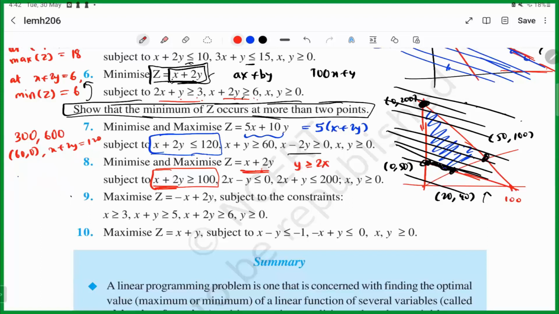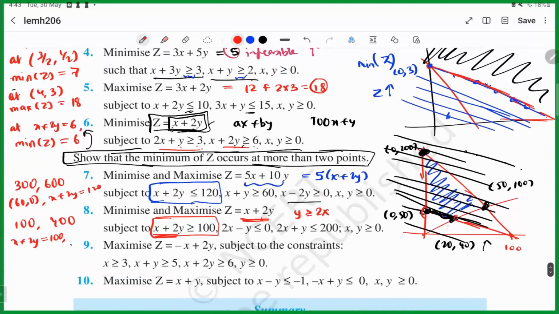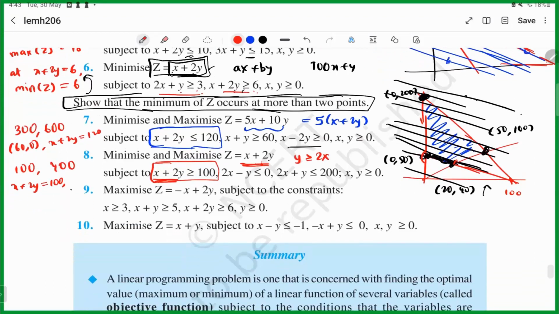So once again, I'll write down the answer. Minimum is 100, 400 is maximum. The minimum occurs at x plus 2y equal to 100, all points, or not all points, by the way. Whenever I say this, it doesn't mean all the points. It means all the points which lie in the feasible region. Clearly, the entire line is not feasible. 400 is simply achieved at 0, 200.